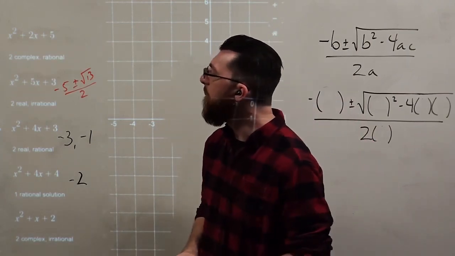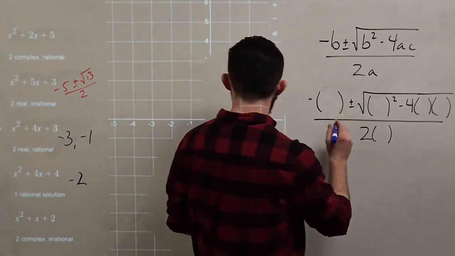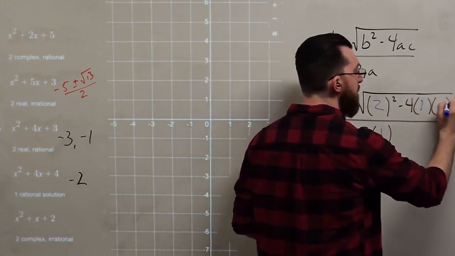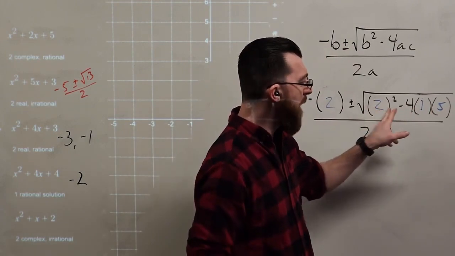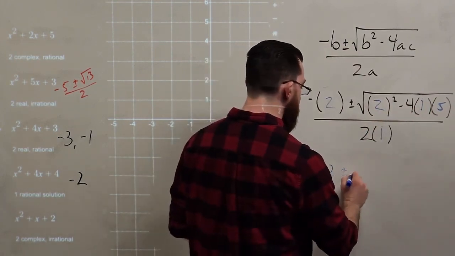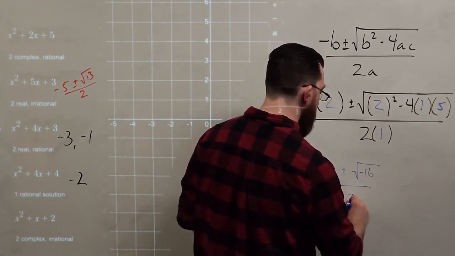A is 1, B is 2, C is 5. Okay, once again, I think I've already done this one. 4 minus 20, that's negative 16. So negative 2 plus or minus the square root of negative 16 over 2.